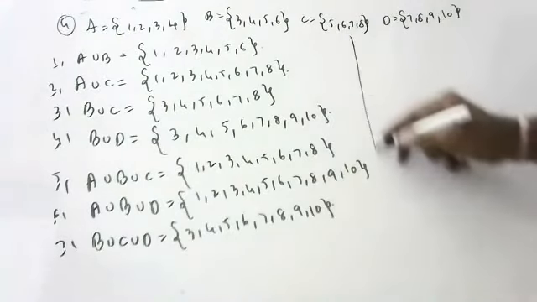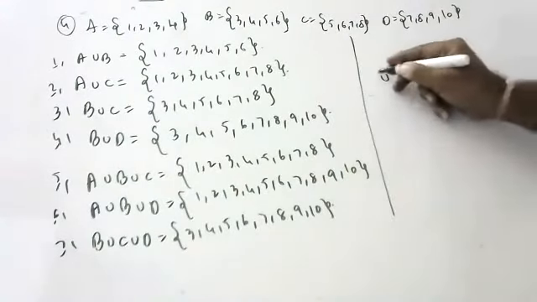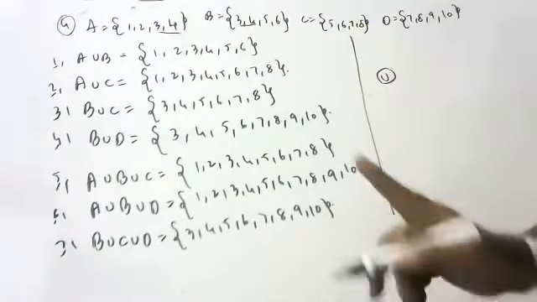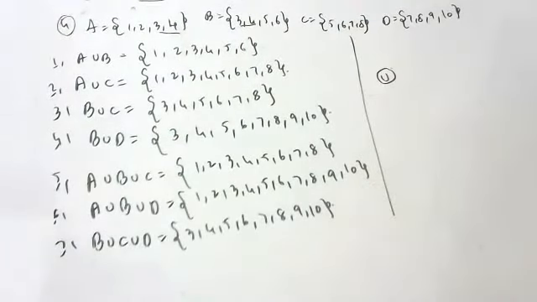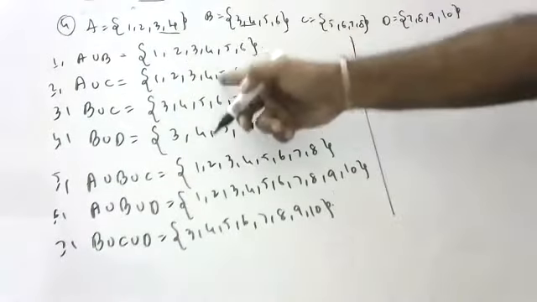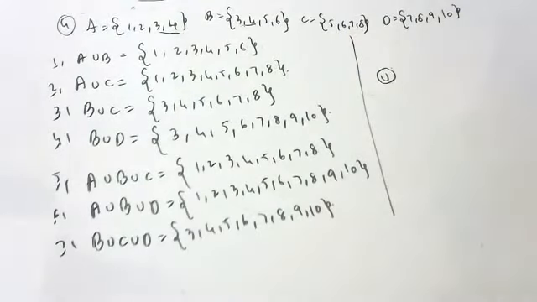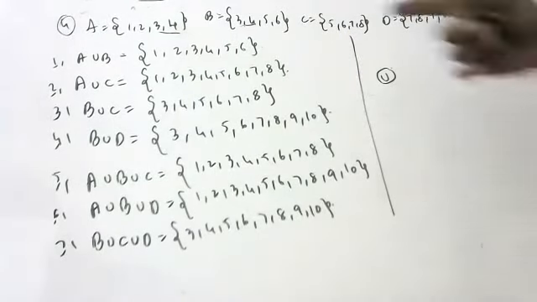So, children, whenever you are performing union operation, if any common numbers are coming, write them one time only. Don't write them two times. Union means all the numbers you have, written without repeating them. If they are repeating also, write one time only. This is the fourth question, children.